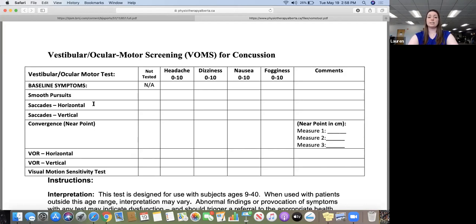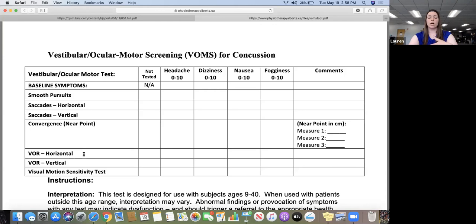For saccades, you might see an eye slip, or they just can't go side to side, and there's the symptom provocation for saccades. For convergence, we went through that anything further than 5 centimeters would be abnormal.